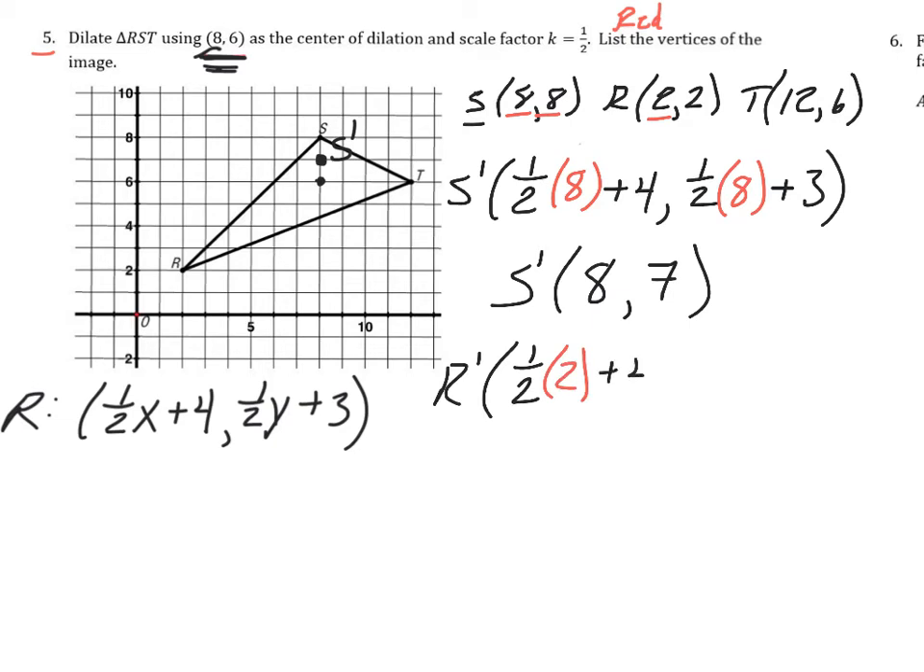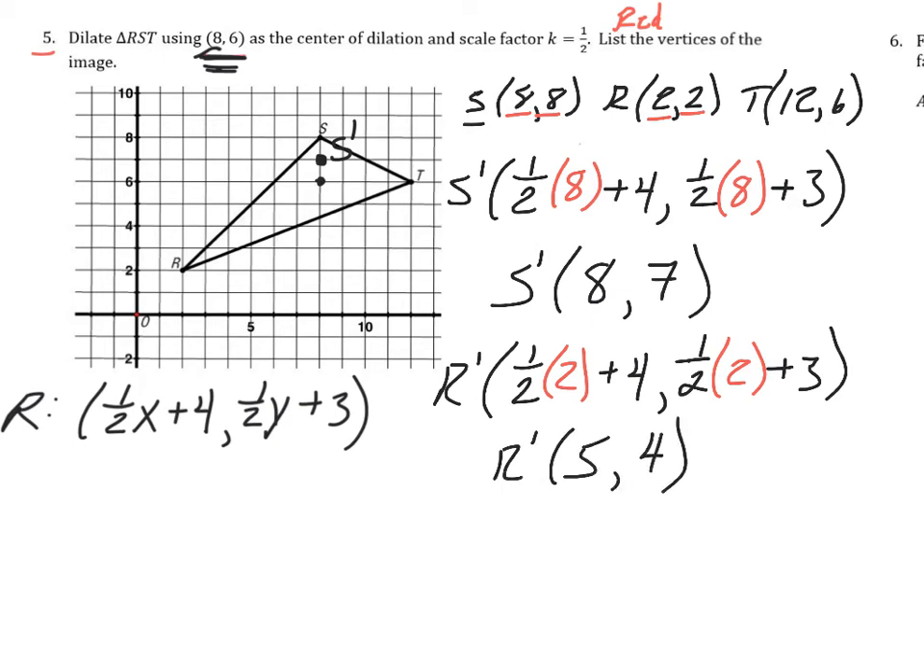Plus 4, and then we have 1/2 y. Well, our y coordinate is also 2, and then plus 3. So it looks like once I simplify this one, I'm going to end up with 5 and 4. So if I plot that, same idea, it is getting closer to my center of dilation right here.